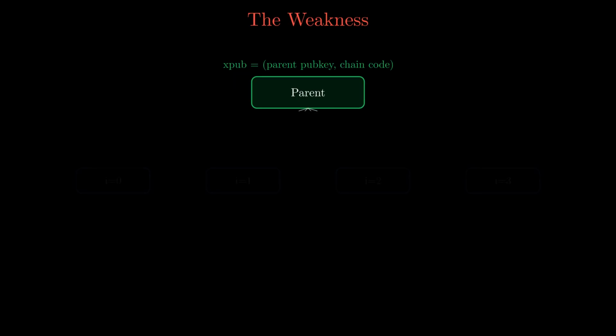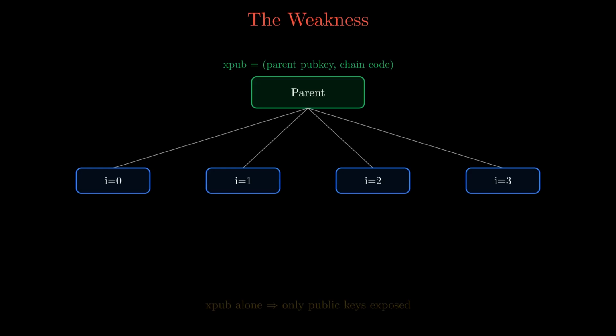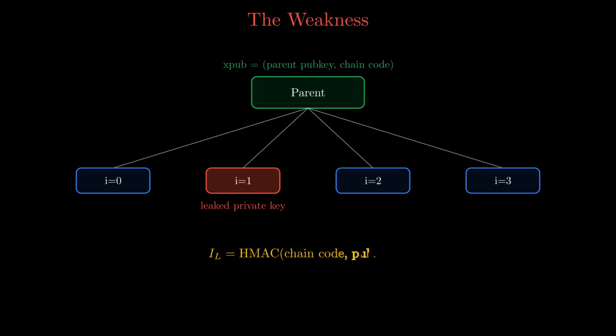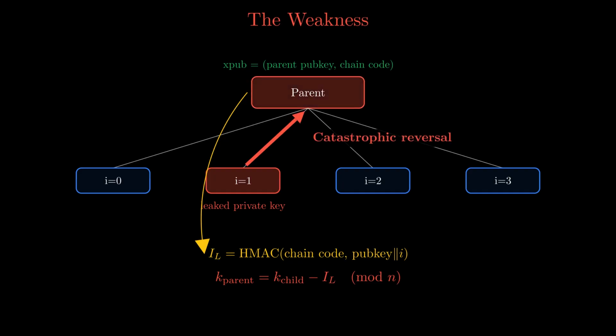Here is the weakness. Suppose an attacker steals your xpub. By itself, that leak only exposes public keys, which is annoying but survivable. Now suppose one child private key also leaks, maybe from a careless signing setup. Watch what happens. The attacker reverses the CKD math. From the xpub, they recompute the left half of the HMAC output for that child's index. From the leaked child private key, they subtract that left half modulo n. What pops out is the parent private key, a catastrophic reversal.